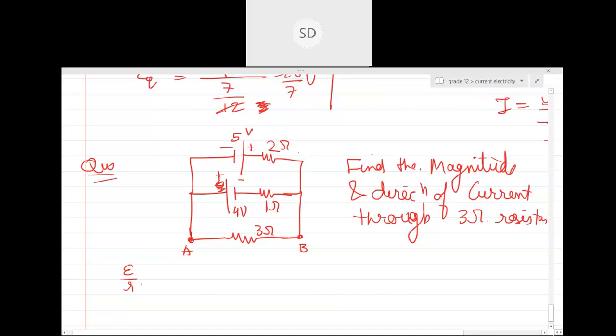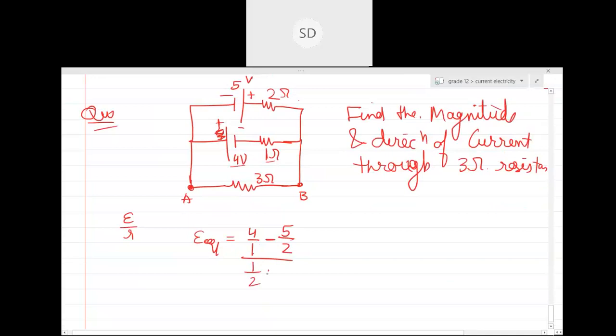4 volt is sending. So when you do E equivalent, you'll write 4 by 1 minus 5 by 2 divided by 1 by 2 plus 1 by 1. So this will be equal to 4 minus 5 by 2, which is 8 minus 5 by 2, which is 3 by 2, right? Yes or no, guys? And here also it will be 3 by 2. So the E equivalent is 1 volt.